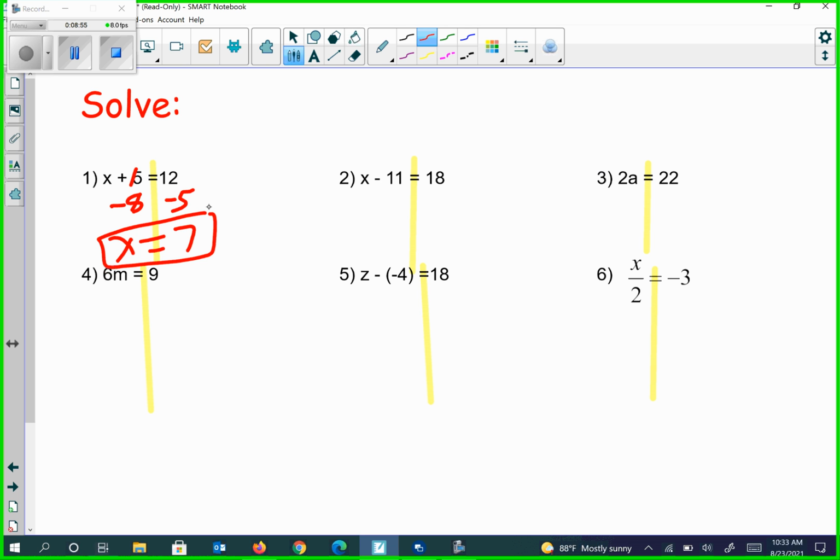Problem number 2. Anyone want to take a shot at what we should do to both sides? Go ahead.